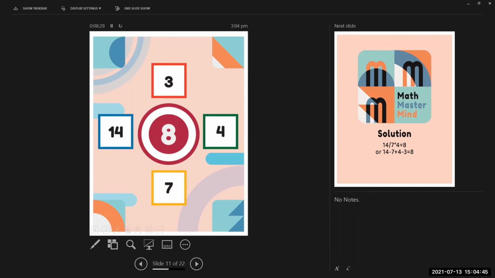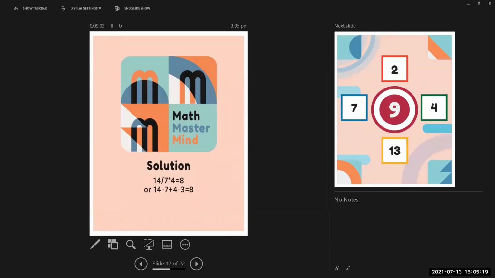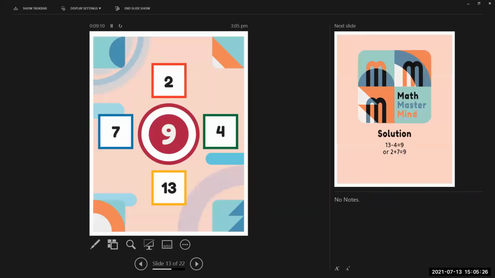Yes, all you need is to find a 2. So where can you find a 2? Okay, 4 plus 3 is 7, and 14 divided by 7 equals 2, right? Very good. So 2 times 4 gives you 8. That's how easy it is. Okay, so 14 divided by 7 times 4, or 14 minus 7 plus 4 minus 3, also gives you 8.